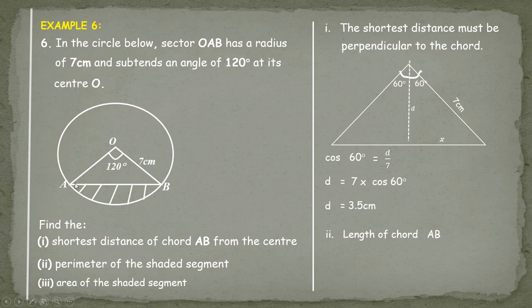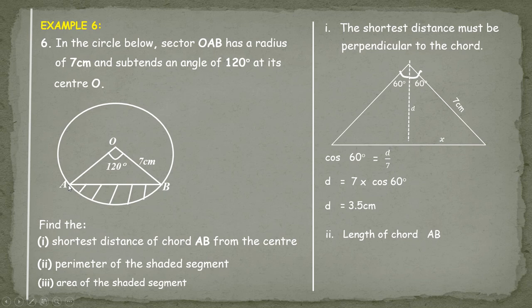So I'll get this chord length AB plus the arc length AB. This is what we are interested in, the perimeter, the distance around the chord. So if I'm running around this segment, it means that I will move from A, I'll go to B, then along this back to A. That is the distance we're interested in.